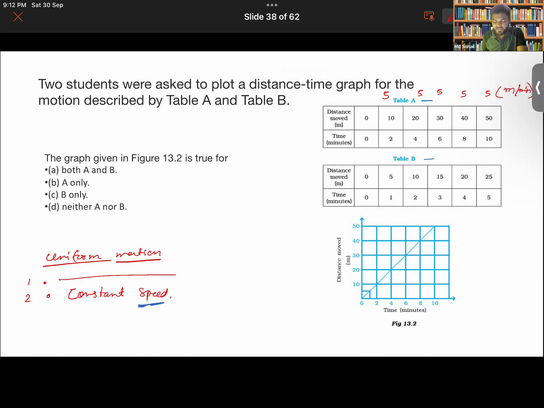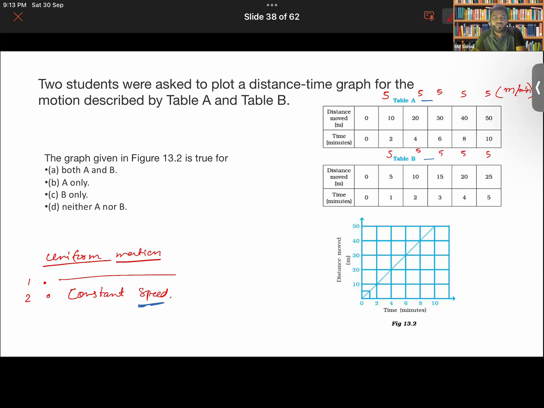But in the second case, you're getting 5, then 5, then 5. But here you're getting how much? 4, 5, 5. Okay, let's quickly check that as well. In the second one also, you are getting the same. For table number B also, we can't ignore it. So it's both A and B.